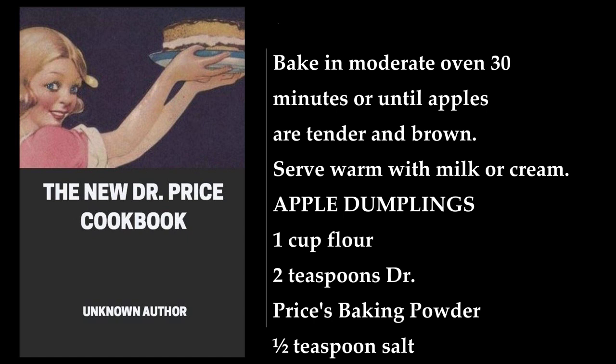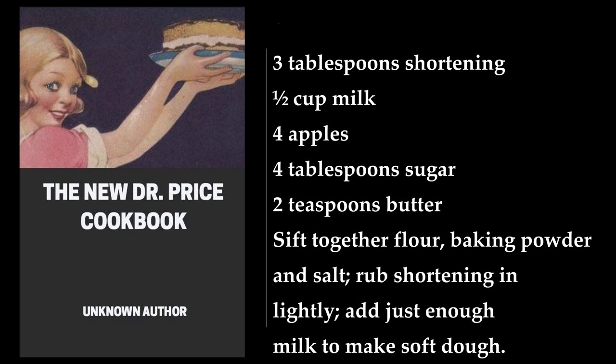Apple dumplings. 1 cup flour. 2 teaspoons Price's baking powder. 1/2 teaspoon salt. 3 tablespoons shortening. 1/2 cup milk. 4 apples. 4 tablespoons sugar. 2 teaspoons butter.